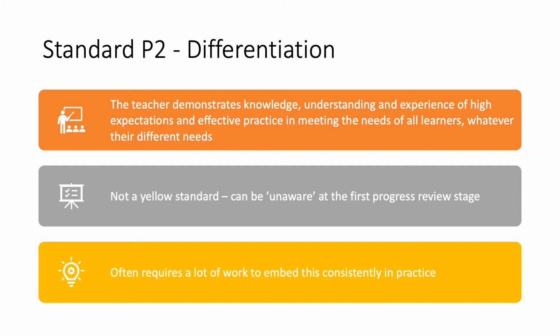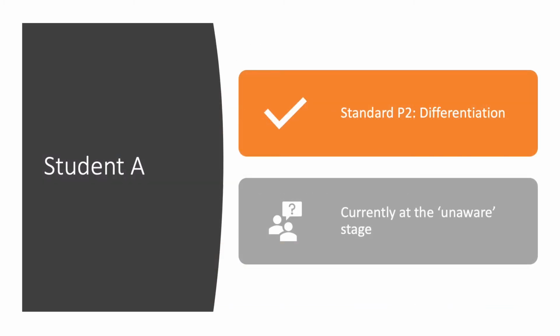And of course, differentiation is a tricky one. It's a kind of day-to-day one. It's worth noting it's not one of the yellow critical standards in the book, so it's not one that student teachers have to get to a decent level at pretty much straight away. It's one that they're going to need to work at and make some conscious effort to improve on. So at the moment, our fictitious student here has made very little progress, is really barely off the mark at all, is unaware.